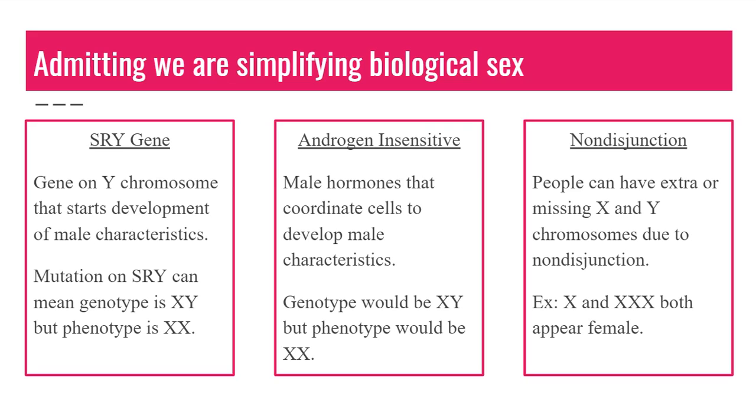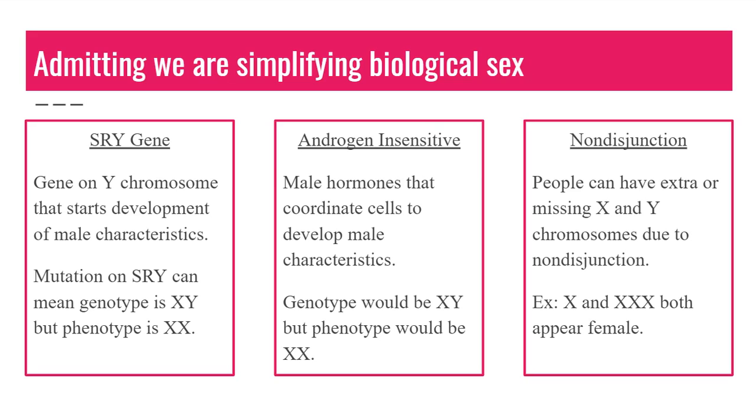Sometimes there's a mutation that causes cells to become insensitive to that signal. Basically, that signal saying, hey, you should turn into a male is going on, and the cells basically ignore it and just continue on developing as a female. So again, in this case, you would genotype the individual, they would be XY, but their phenotype would be XX.